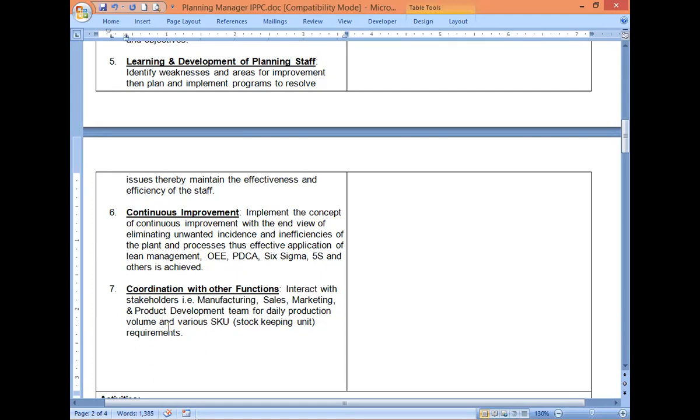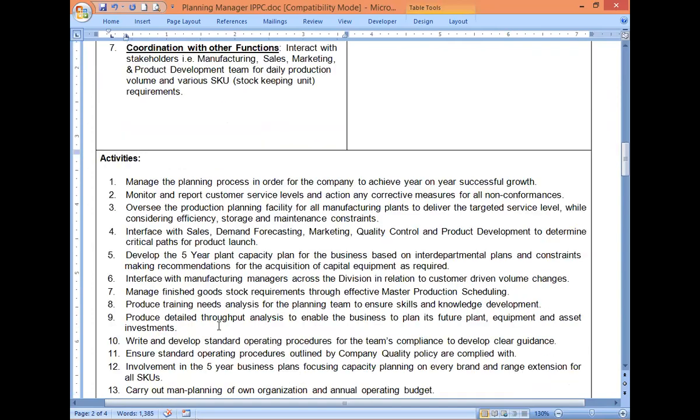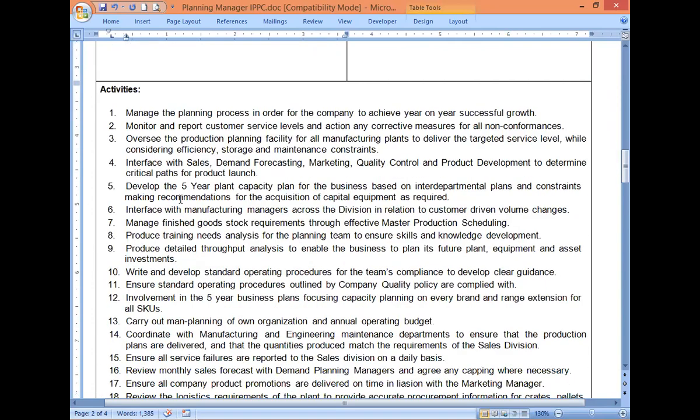Okay. And then the last one would be coordination with other functions: interact with stakeholders, that is manufacturing, sales, marketing, and product development team for daily production volume and various SKU requirements. The activities, I have written this previously, earlier today. So I don't think I have to explain it to you. This is pretty generic. You know already the activities.